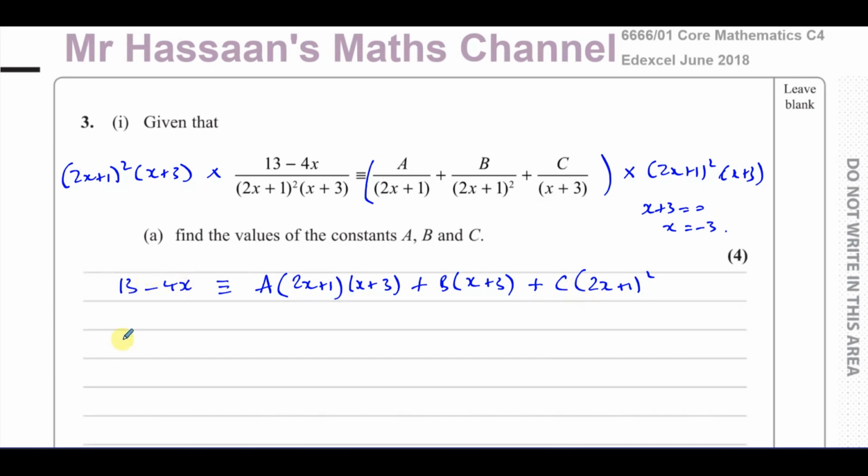So I'm going to put minus 3 wherever I see x. So I have 13 minus 4 times negative 3. And here this becomes 0, this becomes 0. I'm left with C times 2 times negative 3 plus 1, and that's going to be squared. So that's 13 plus 12, sorry, which is 25. And this is going to be minus 6 plus 1, which is minus 5. Minus 5 squared is plus 25. So you have 25 equals 25C. Therefore we can say C equals 1. So I know there's a 1 over there.